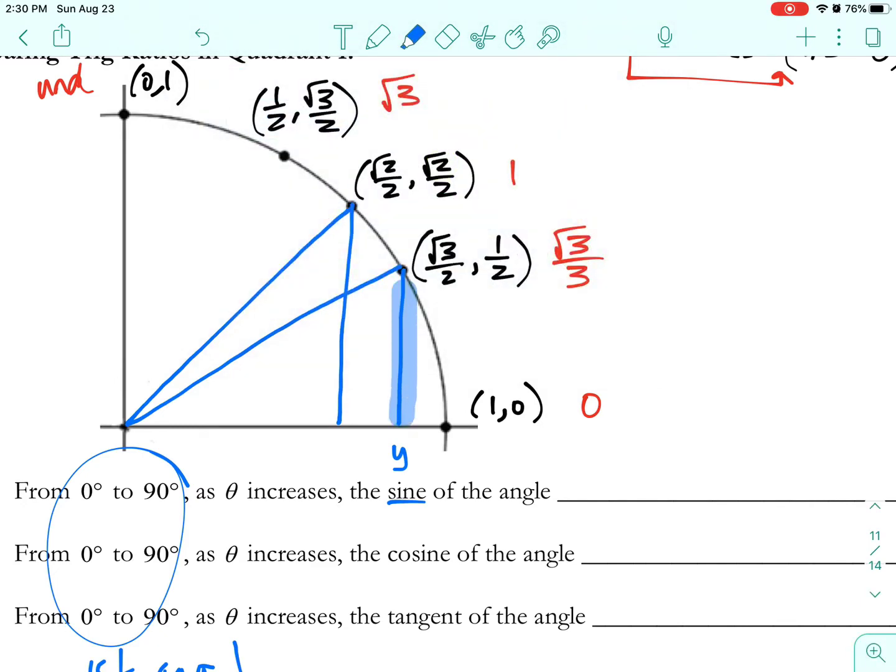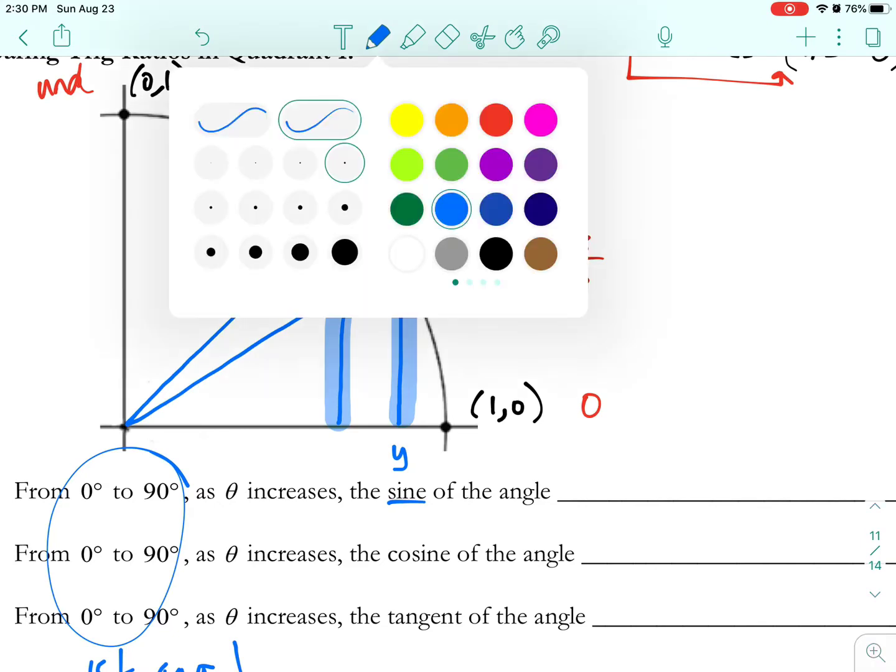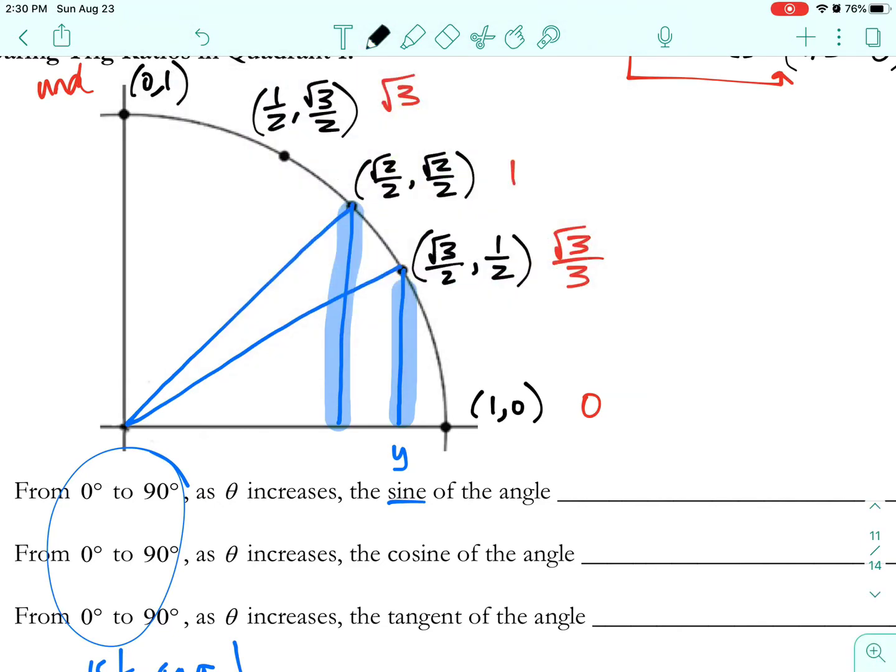Can you compare this y value to this y value? Which one is bigger? It's pretty easy to see in this case that the y value here at 30 degrees is smaller than the y value at 45 degrees. You can keep writing them. What if I did this y value? Let's compare it to this one.